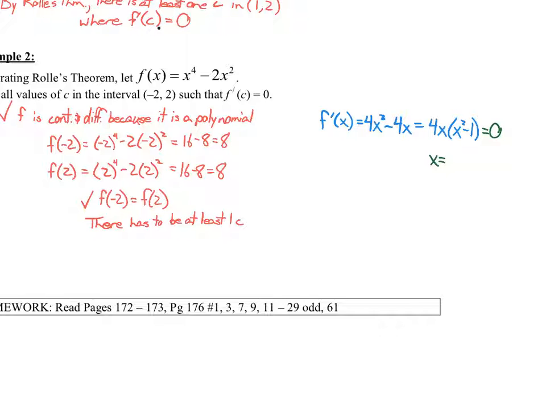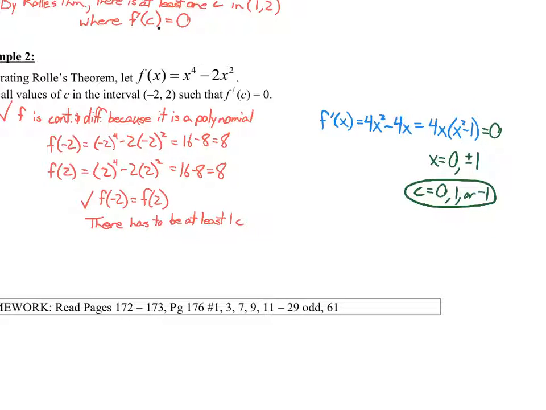0, radical 1, plus or minus 1. Plus or minus 1. Okay? Are all three of those in the interval that we're looking at? Yes. So C is 0, 1, or -1. There are actually 3 locations in this case.